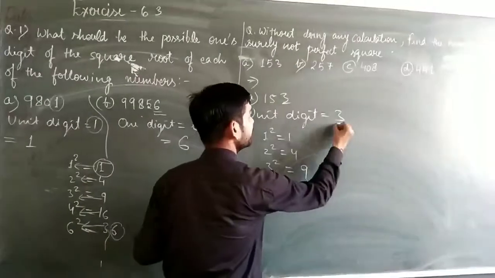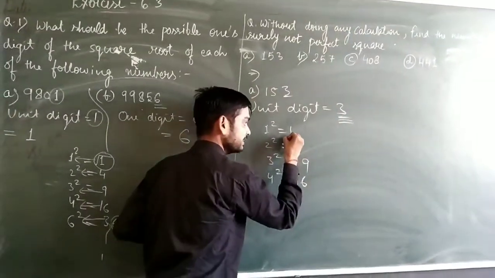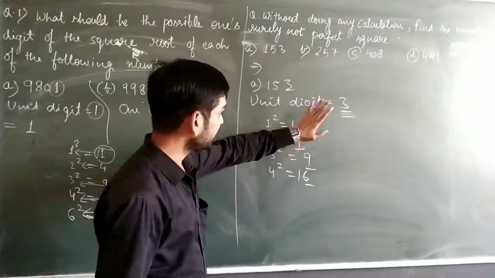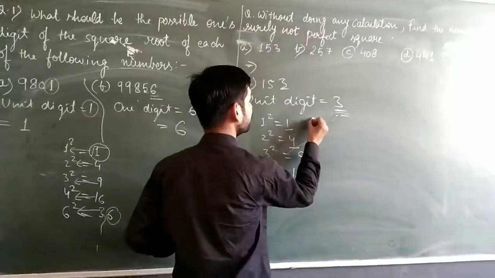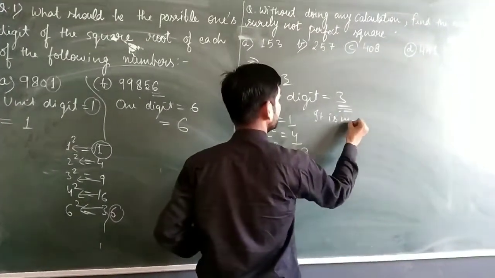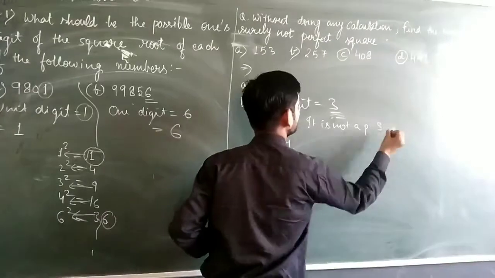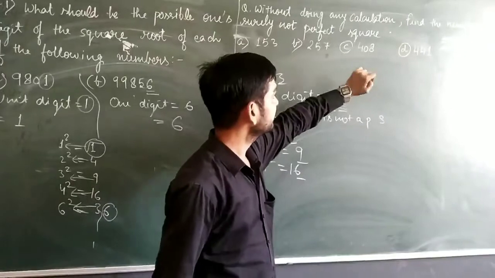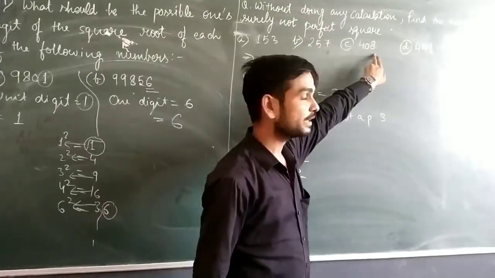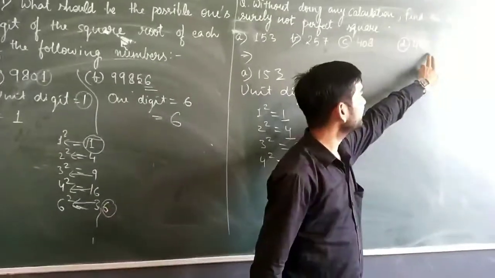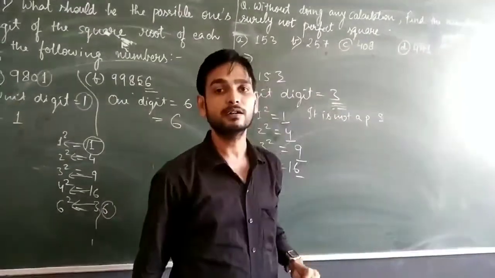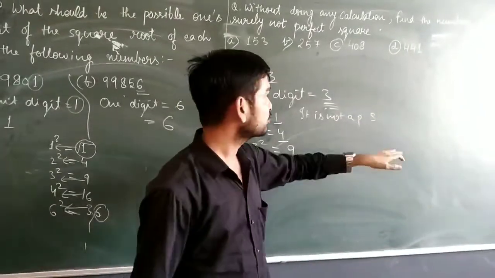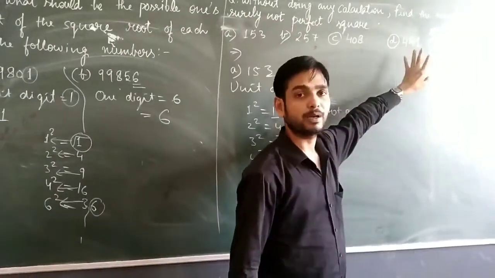Similarly, you can see 3 will not come here. You can see 1 is here, 4 is here, 9 is here, 6 is here. Then 5 will come, but 3 will not come. So it is not a perfect square. Similarly, here is the digit 7, so it is not a perfect square. Here is 8, so it is not a perfect square. And you can see here, students, here is 1. It would be a square, because 1 will come from 1 square, that is, 1 square means 1. So we can say that it would be a perfect square.